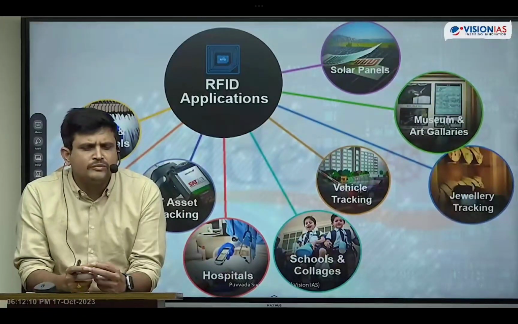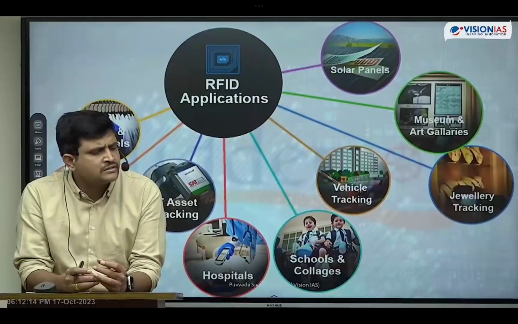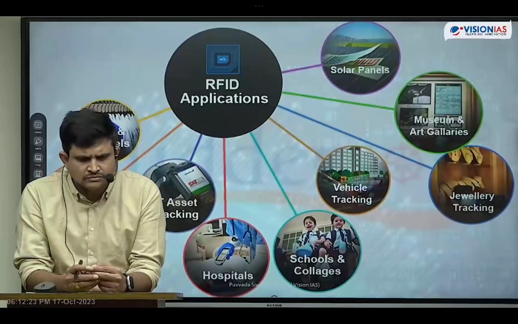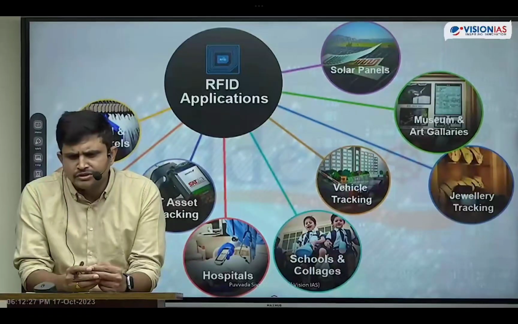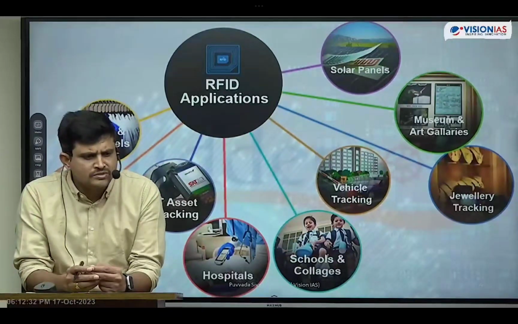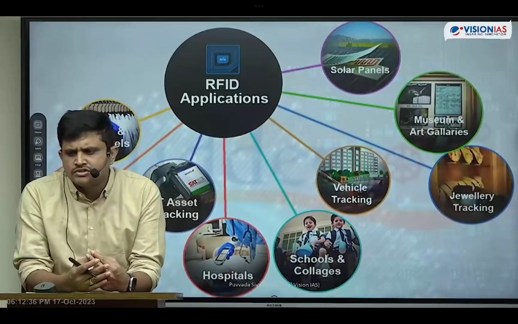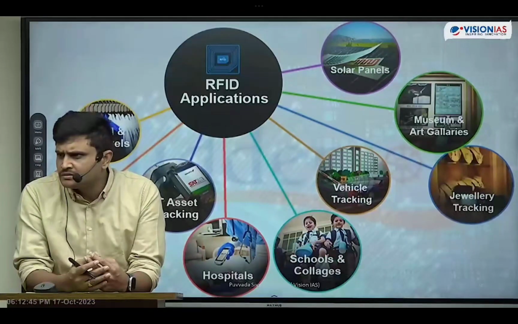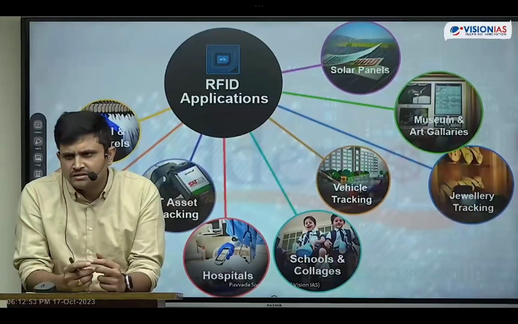Recently, the Ministry of Home Affairs gave a mandatory guideline to the tourism states to tag pilgrims. Write in the bracket, example, Amarnath Yatra.